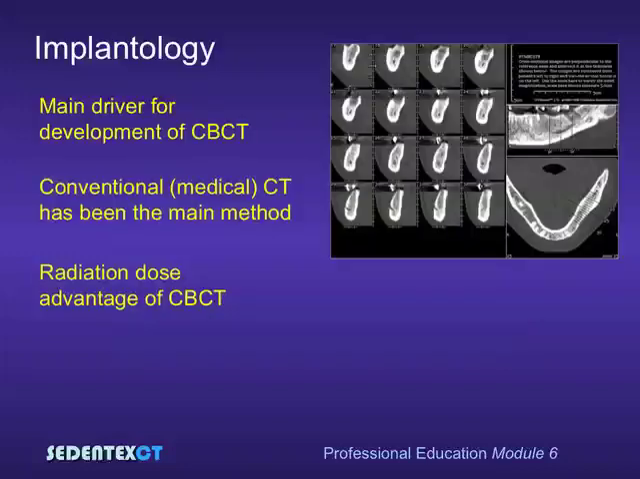Let us move on to considering implantology. We should remember that one of the main drivers for the development of cone beam CT systems was the need for cross-sectional images as part of dental implant planning. Up to this point, many dentists were forced to refer patients to hospitals for medical CT scans, a practice which was both inconvenient and also could be associated with quite a high radiation dose. And there is a clear radiation dose advantage of cone beam CT over medical CT in most cases.